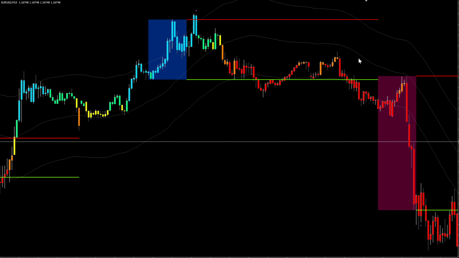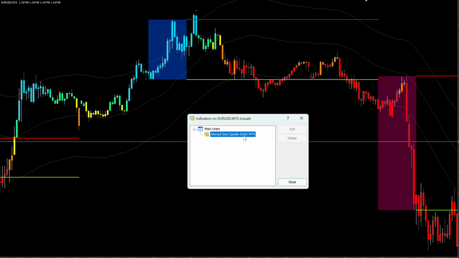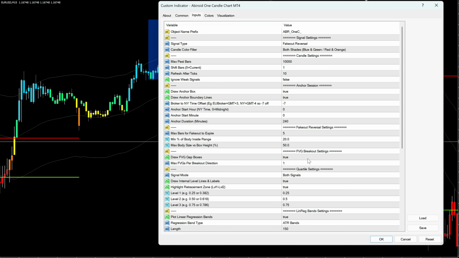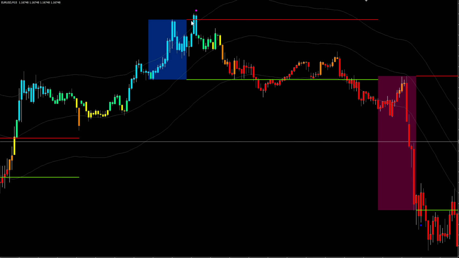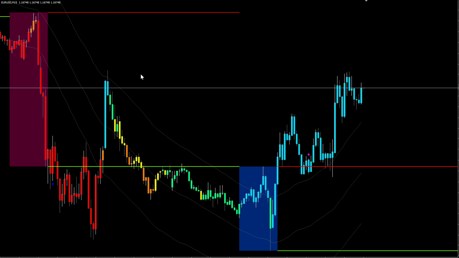And if you don't want these small dots, if you want to see all the signals, then you can set the heat map to all candles. Right here, all colors allowed. If you do that, then you will get all of these as strong signals.